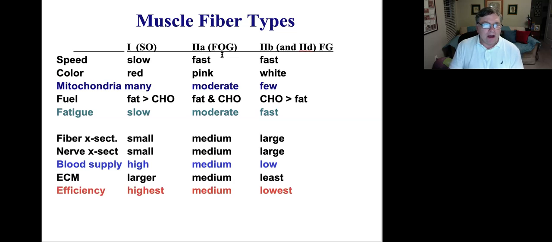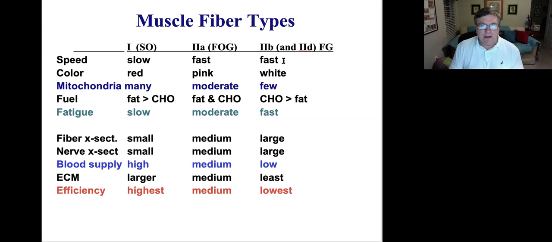Type 2A fibers, they're fast twitch, they're pink, they have a moderate number of mitochondria. You can increase that actually fairly significantly with endurance training. So the type 2A fibers become more red in color. They become a bit more fatigue resistant, not as much as the type 1 fibers or slow twitch fibers.